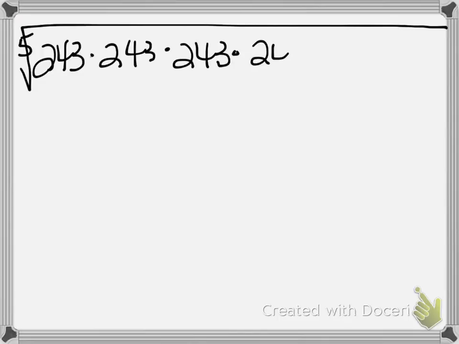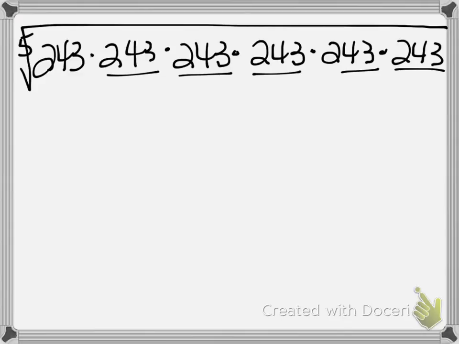So again, I've got the 5th root of 243 times 243 times 243 times 243 times 243, and I need one more, times 243. So I've got 6 of them, 1, 2, 3, 4, 5, and 6. So what I'm going to do is break down one of the 243s. Here I'm going to use my divisibility rules. 2 plus 4 is 6, plus 3 is 9, so I know 9 can go into it. It's actually going to be 9 times 27.